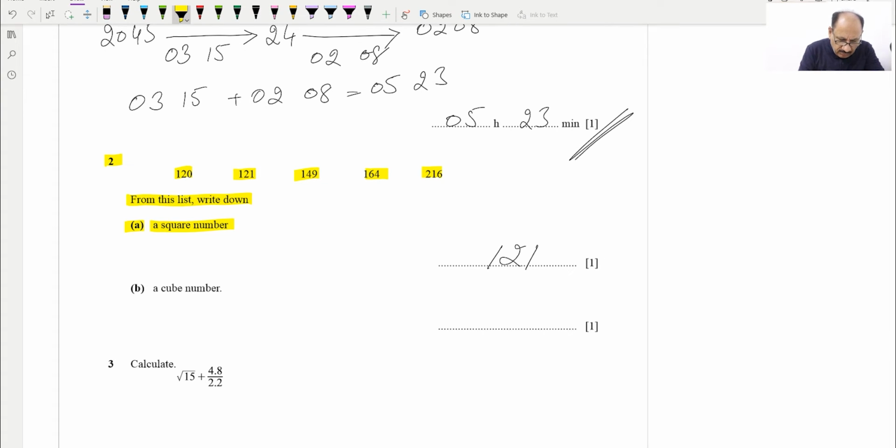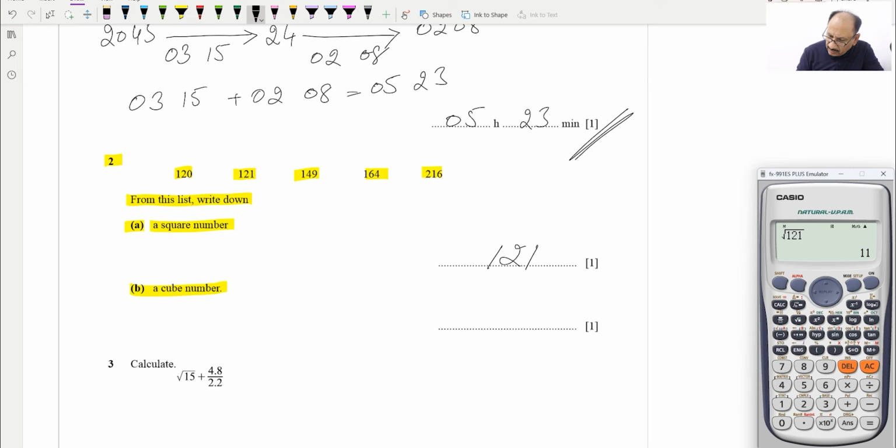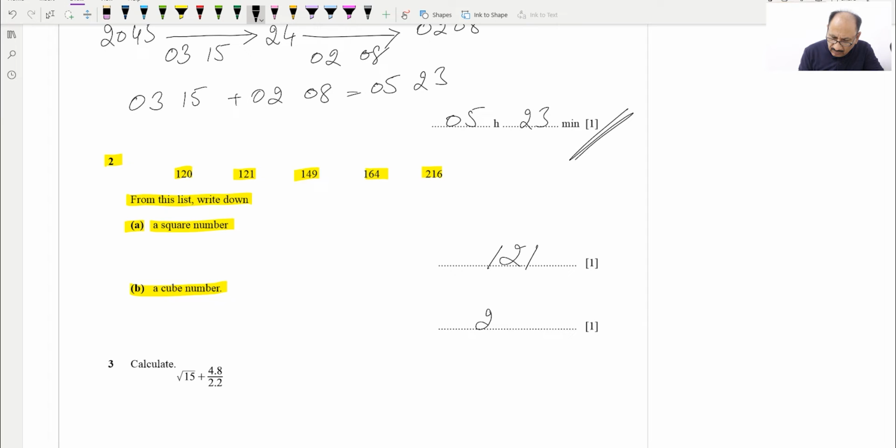Then a cube number, so we can take the cube root and check the number. If we check 216, the cube root of 216 is a whole number, so 216 is a cube number, which we are providing as our answer. Again 1 mark.